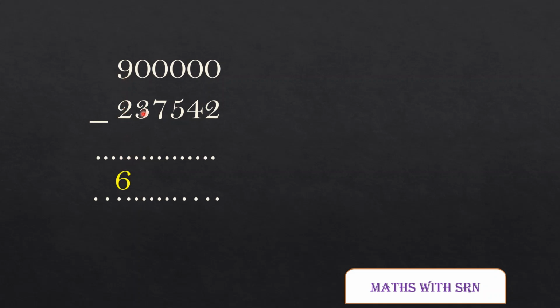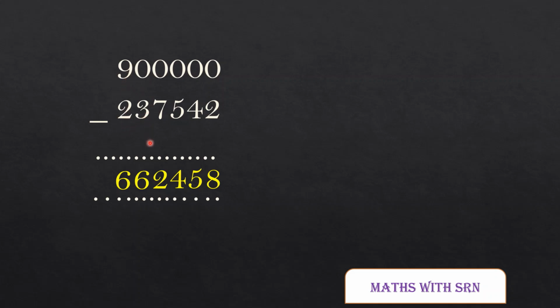Then all from 9, last from 10. Observe, friends: 9 minus 3 is 6, 6 plus 0 is 6. 9 minus 7 is 2, 2 plus 0 is 2. 9 minus 5 is 4. 9 minus 4 is 5. 10 minus 2 is 8. Friends, there is a small trick other than this.